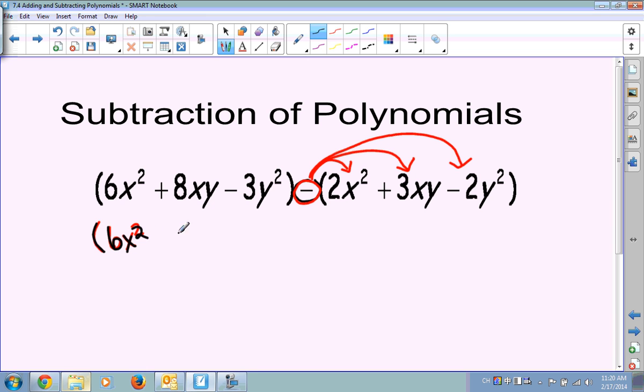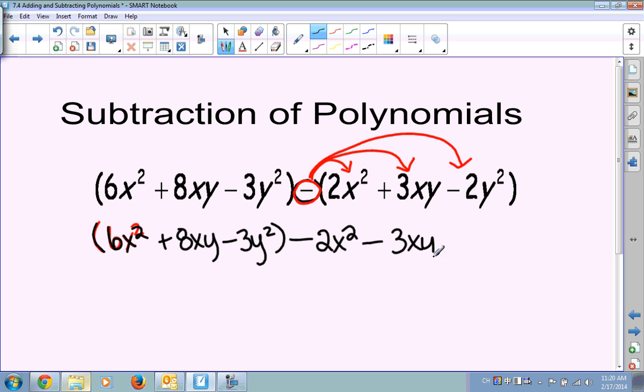6x squared plus 8xy. So none of the first signs change, right? Minus 3y squared. But all of the signs in the second parentheses are going to change. So minus 2x squared, minus 3xy and then plus 2y squared. So before you can combine like terms, you have to distribute that negative when you're subtracting.